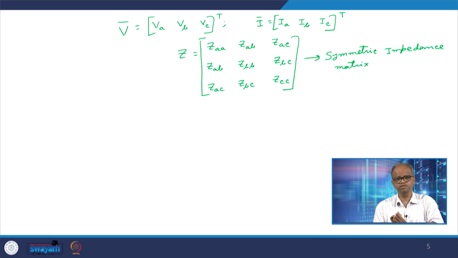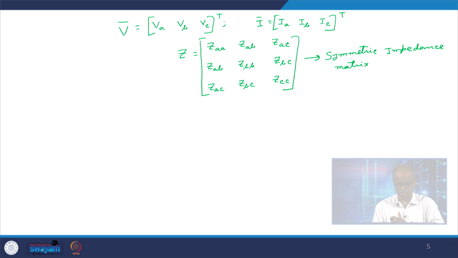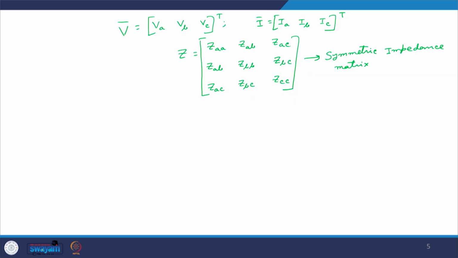and all the elements of this symmetric impedance matrix are actually given in terms of the primitive impedances, correct. So, then therefore, in the next lecture we will see what would be the values of all these elements in terms of the actual line dimensions, right. So, that part we will take on in the next lecture. Thank you.